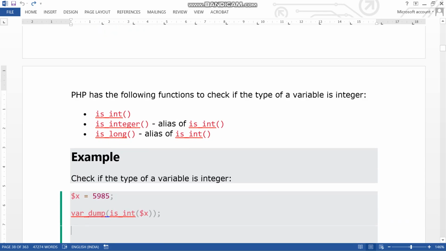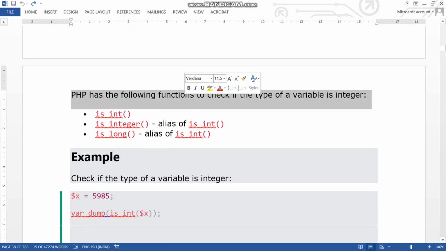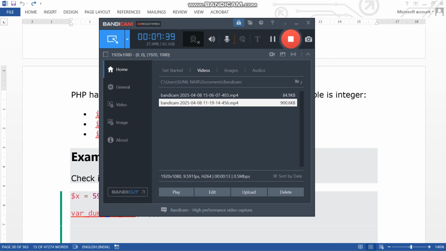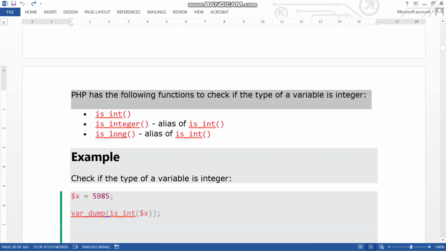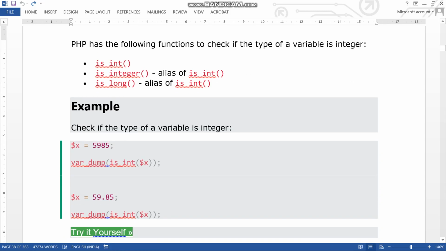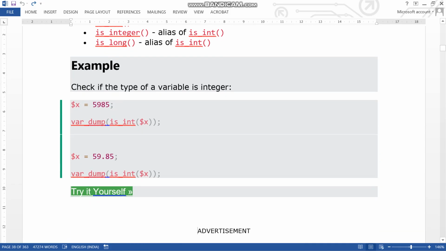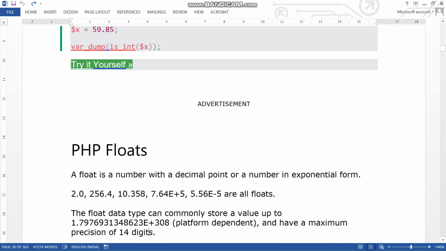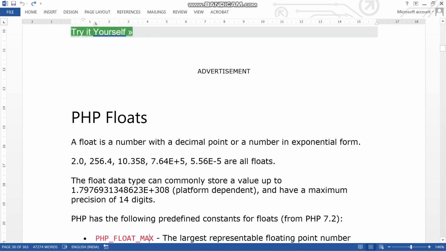Now the integer function. This topic is about integers. There is is_integer, and the alias you can use this also. So like this the functions are there. Whether it is an integer or not, that is also checked. So these are all the integer functions.